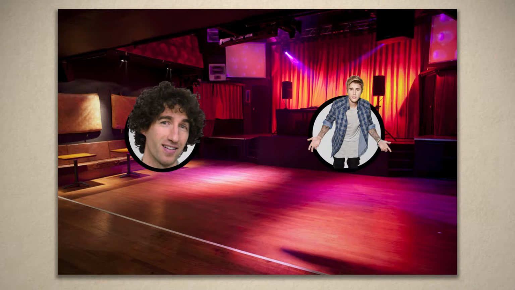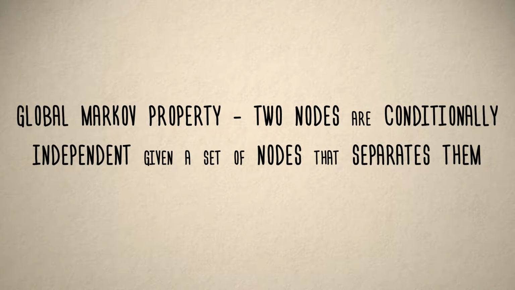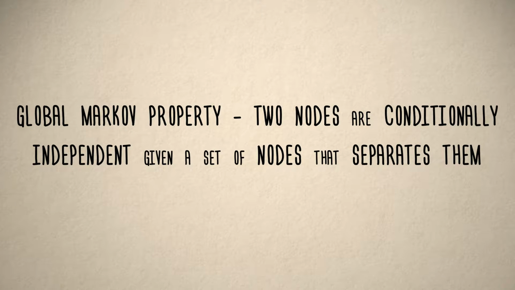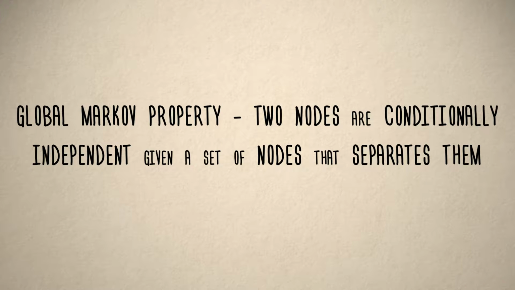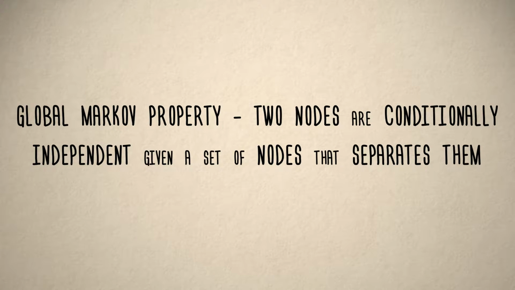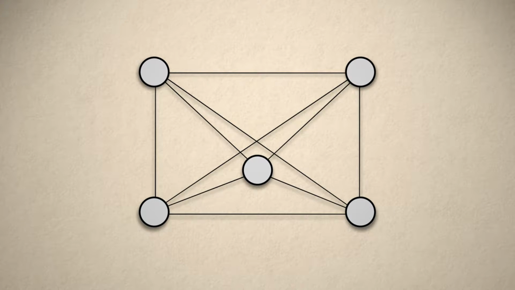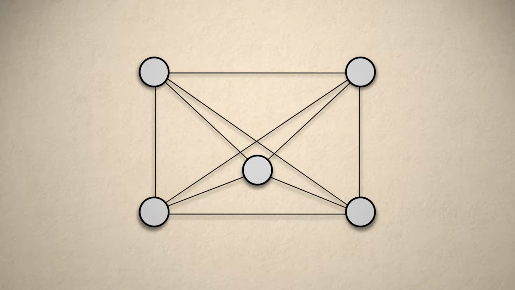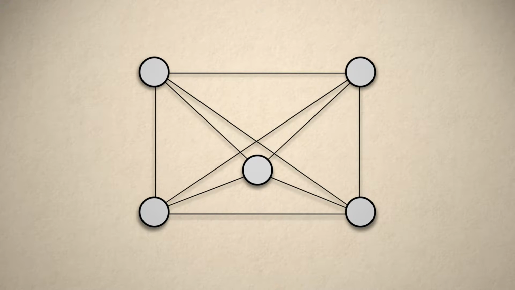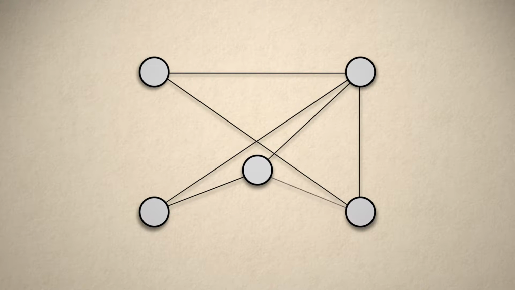By the global Markov property, two nodes are conditionally independent given a set of nodes that separates them. In particular, if there is no edge between two nodes, they must be conditionally independent given all other nodes in the network. So this gives rise to an algorithm. We start with a complete graph where everybody is connected to everybody else. Then we test for each pair of nodes whether they are conditionally independent given all the other nodes. If so, we remove the edge, otherwise we keep it.